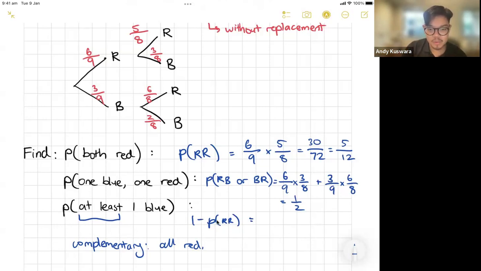Now, if you have at least one blue, the probability is one minus double red, so it's just going to be one minus 5/12. And in this particular case, it's just going to be 7/12. And that there should be your answer.